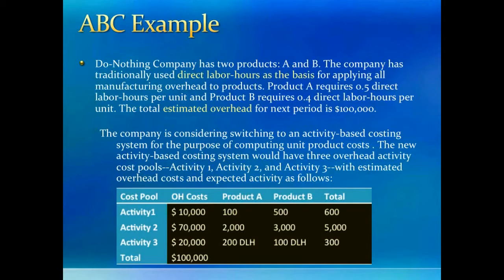Product A uses a total of 200 hours. If it uses 0.5 hour, or half an hour, to make one unit, how many units do you think they made in 200 hours? 200 hours divided by 0.5 will give you 400 units for product A, and 100 hours divided by 0.4 will give you 250 units for product B.